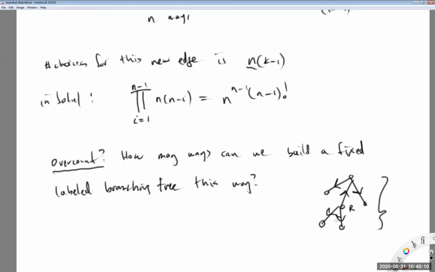Yeah, well, so we've overcounted by n already for picking a root, but also, if we're adding these edges sequentially, you could rearrange the way that you add these edges in any fashion and get the same tree, but we don't distinguish that. So we've overcounted by n factorial in that regard. Yes, okay.